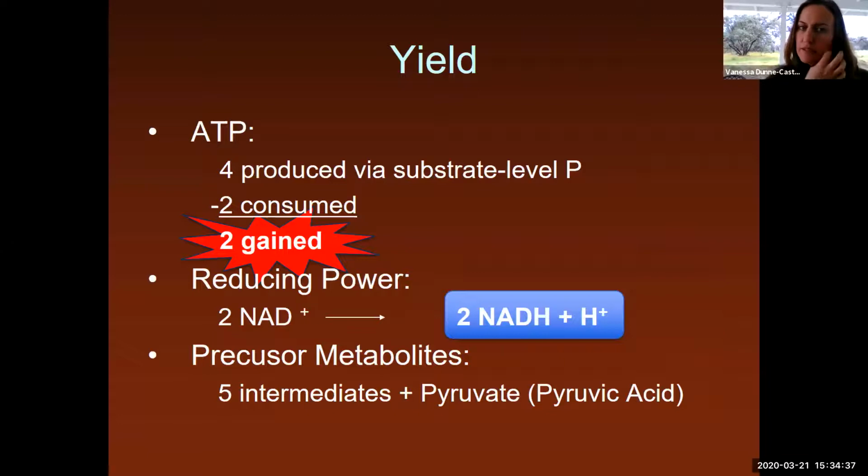So this is the yield for glycolysis. We have 2 ATP gained in this process through substrate level phosphorylation. Of course, 4 are produced, 2 are consumed to make 2 net total. There's 2 NADH plus H plus generated in glycolytic pathway, and then there are precursor metabolites that are generated at each step along the way. All of these can be pulled out at any time and used for other processes in the cell, specifically biosynthesis processes, but we are going to continue working through what happens with pyruvic acid at the end of this pathway and watch the complete oxidation of this compound.